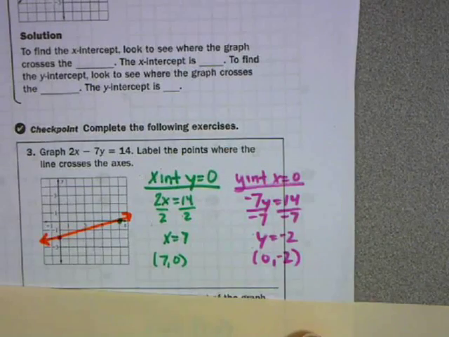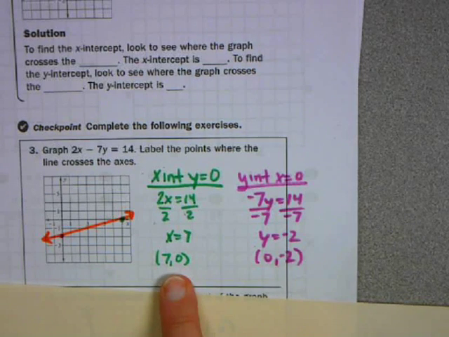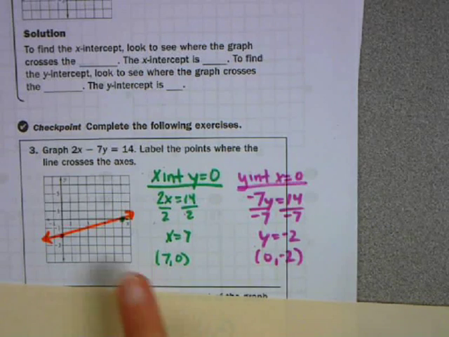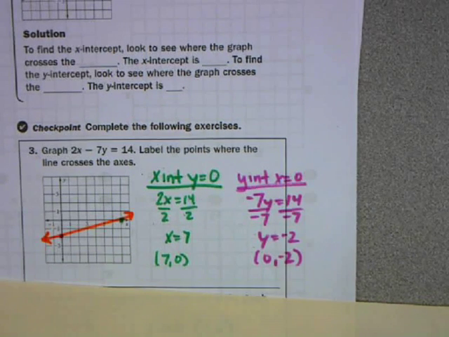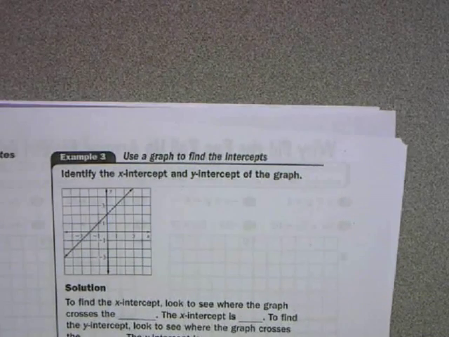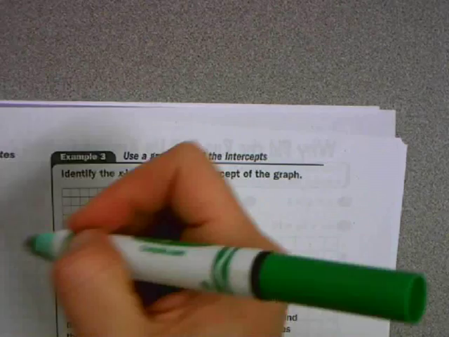All right, so here's my work. The x-intercept is when y equals 0, so it's (7, 0), and (0, -2), and there's my graph. All right, so let's slide back up to example 3 now. It says identify the x and the y-intercept of the graph. Well, this is like cake work. So it's right where it's crossing the x-axis and the y-axis.